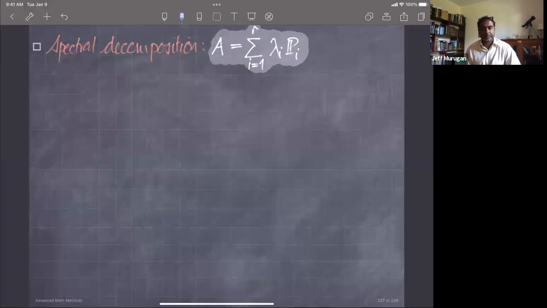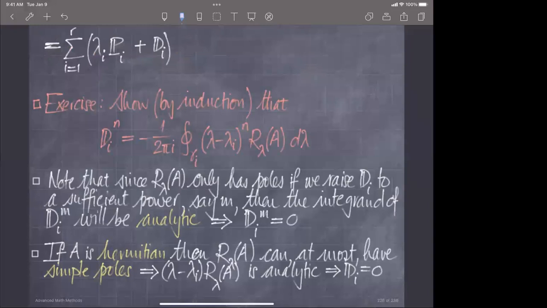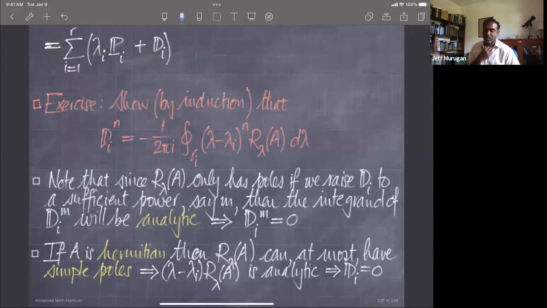Any questions? Yes, I have one question. On the previous slide, when we have the lambda minus lambda I to the n, and we are raising di to a sufficient power, is that sufficient power always going to be as great as n or less? So n here was just a general n. I'm just saying raise it to some power, and what happens is that the lambda minus lambda I in the integrand gets raised to that power. So that's what I want you to show.